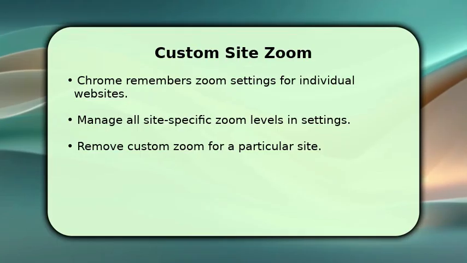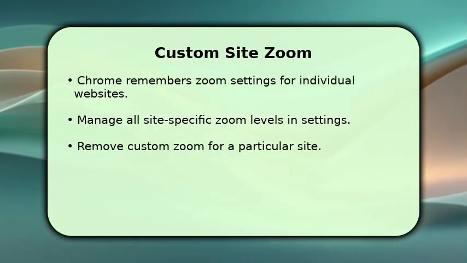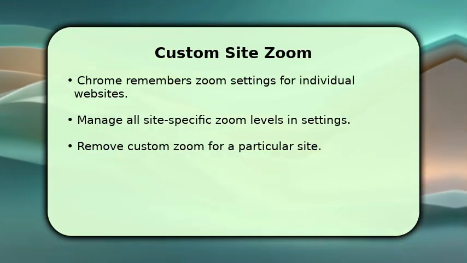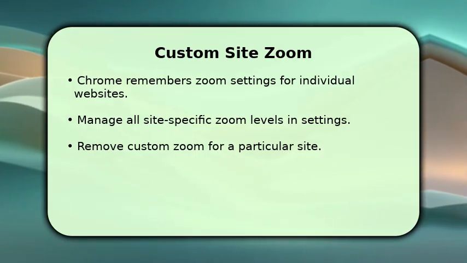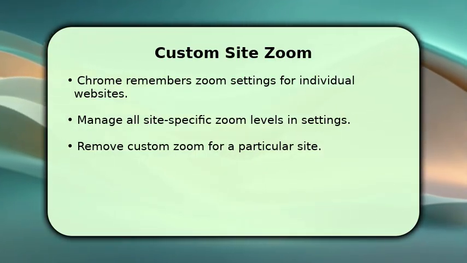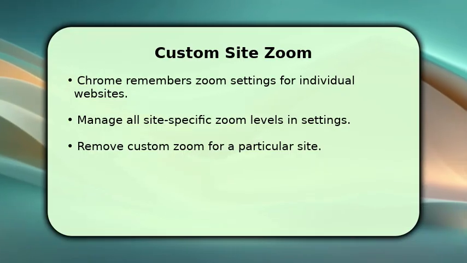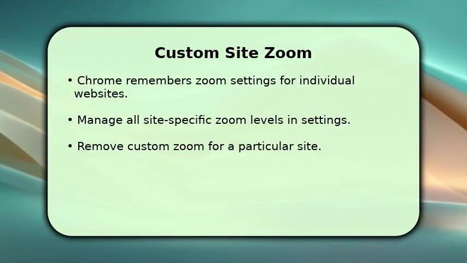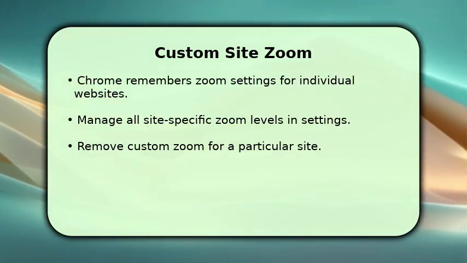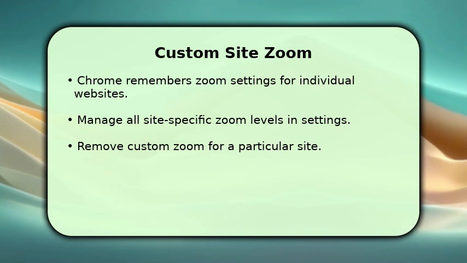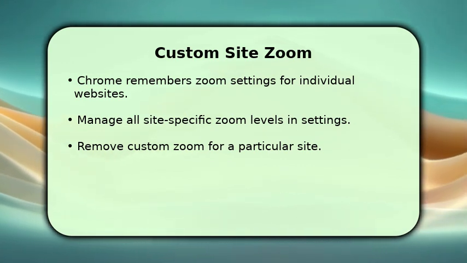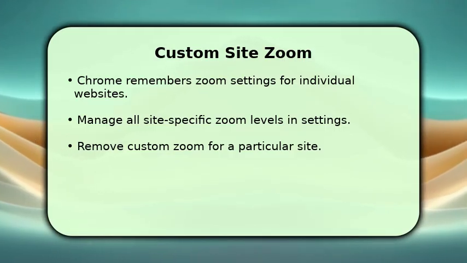Chrome is smart and remembers your zoom preferences for individual websites. If you set a specific zoom level for a site, it will apply that setting every time you visit. To manage these, go to Chrome Settings, then Privacy and Security, and finally Site Settings. Under Content, you'll find zoom levels where you can review and remove custom settings for any site.